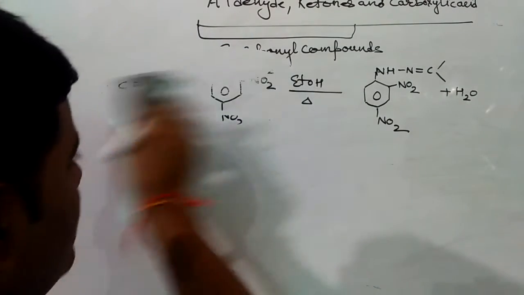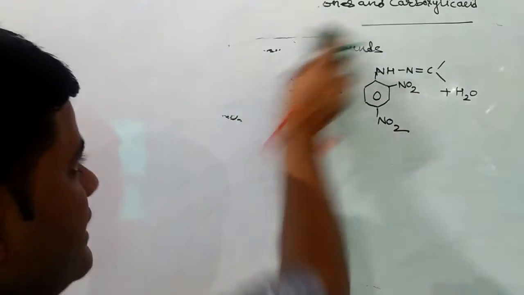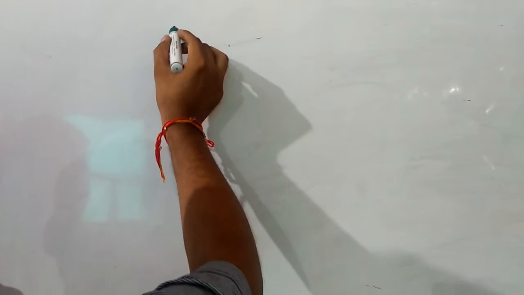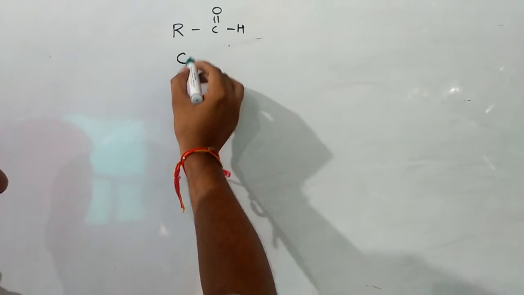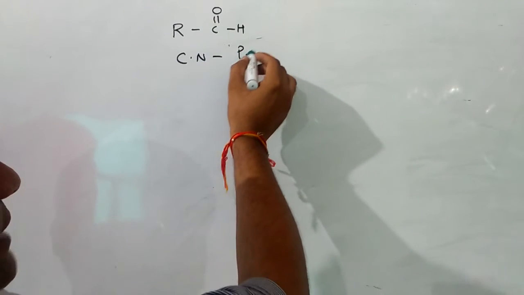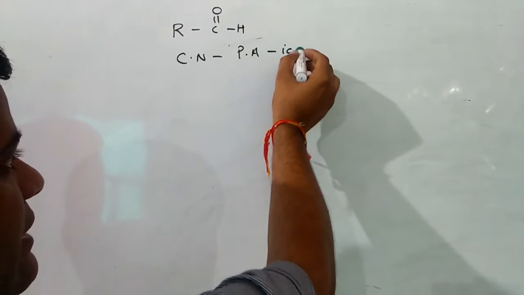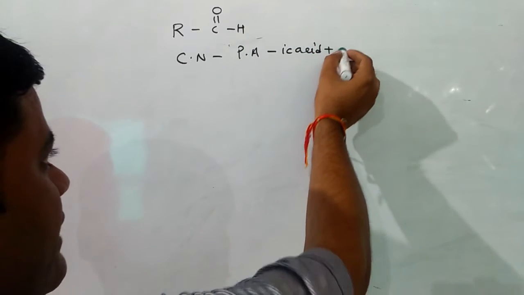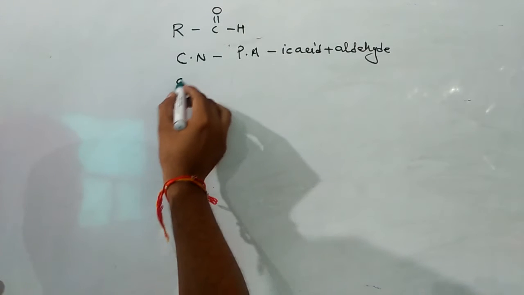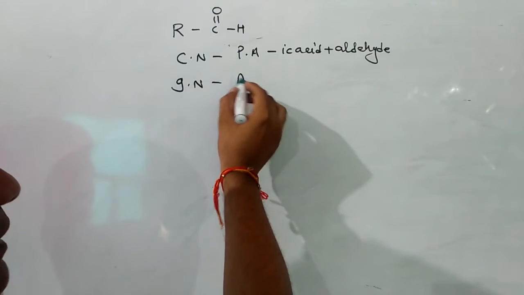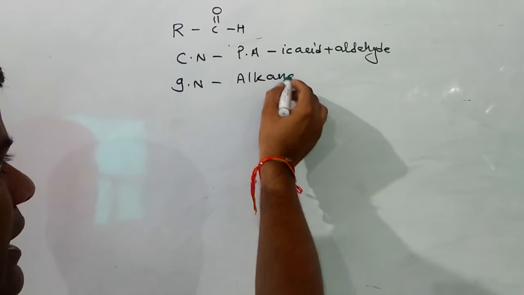After this, we have to discuss the nomenclature of aldehydes and ketones. For aldehydes, the common name will be parent acid minus ic acid plus aldehyde, and the IUPAC name will be alkanal.